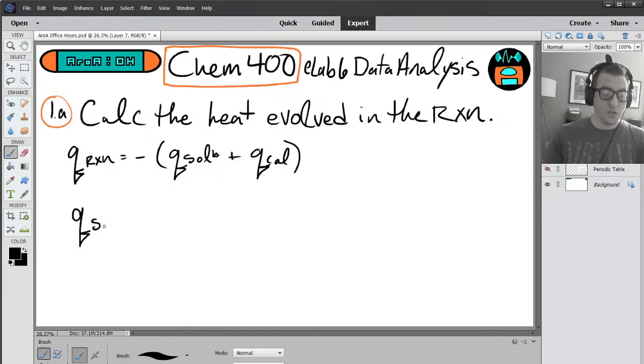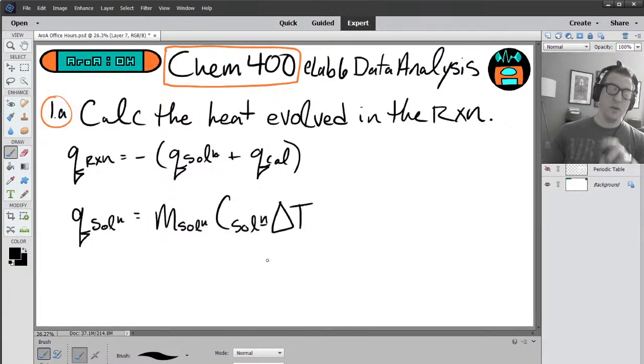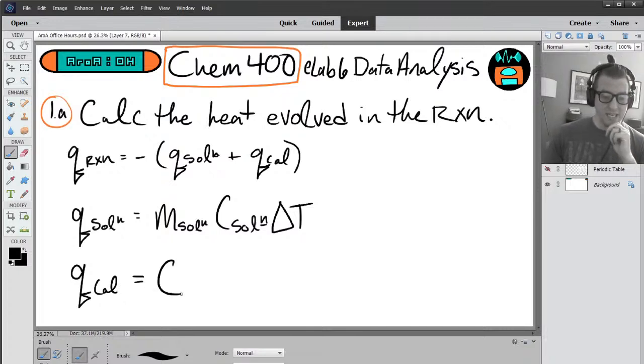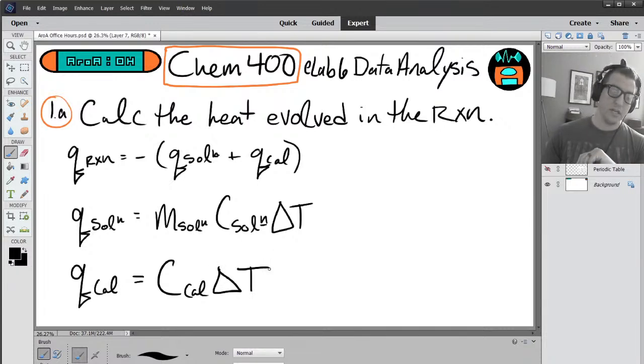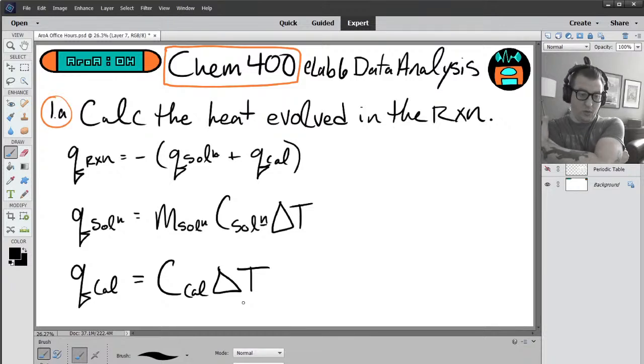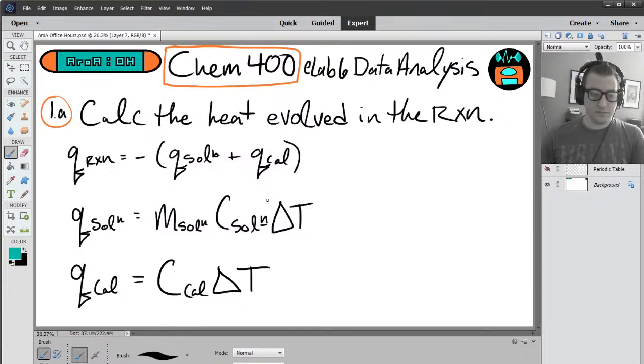This is where we use Q equals mcΔT. It's equal to the mass of the solution times the specific heat capacity of the solution times the change in temperature, right? Whereas the Q for the calorimeter is just equal to the heat capacity of the calorimeter times the change in temperature. All right, so these are the two things we need to find.